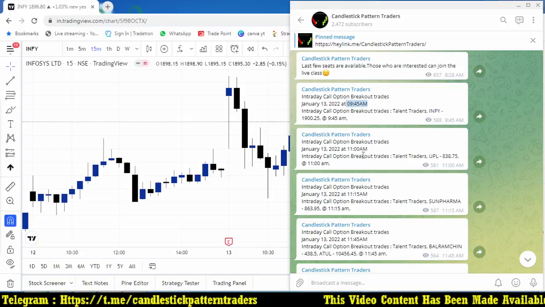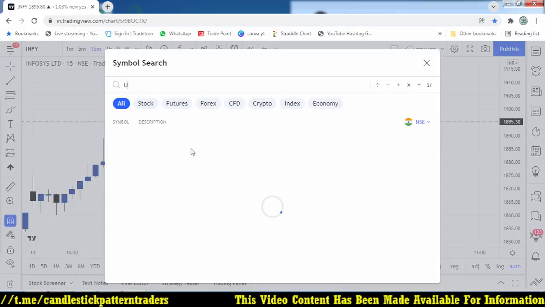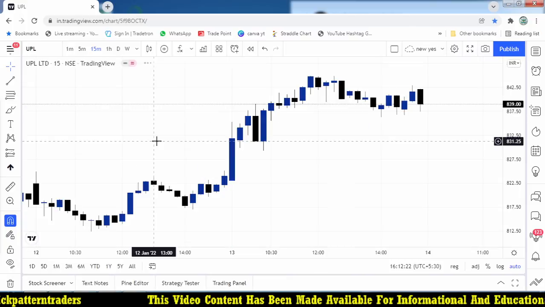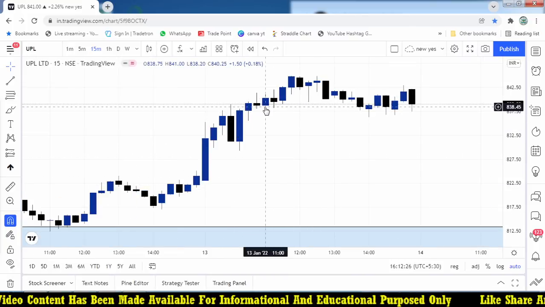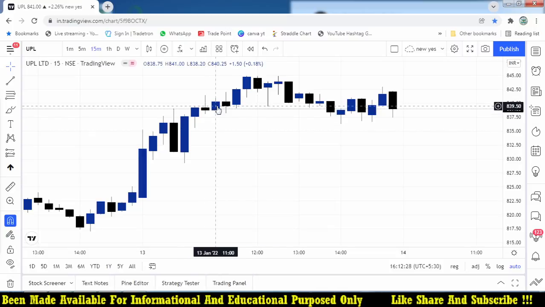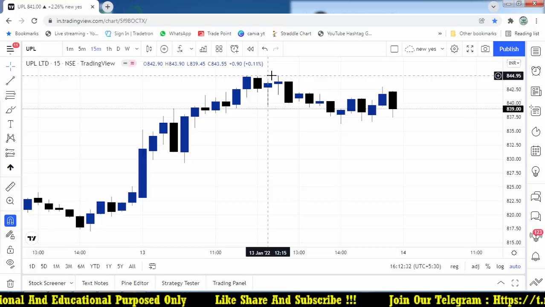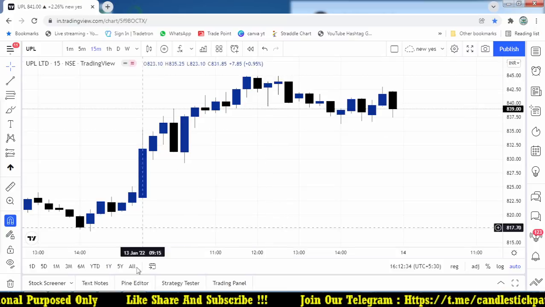And the next stock we got is UPL at 11 o'clock. So 11 to 11:15. What is the candle? It is this one. Then there is a small risk of 830 to 841. Then it triggers the higher level and reaches 844.